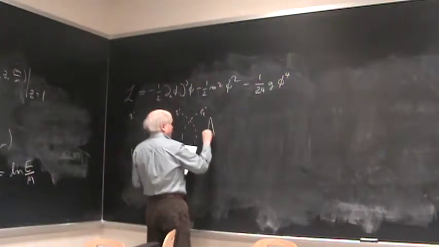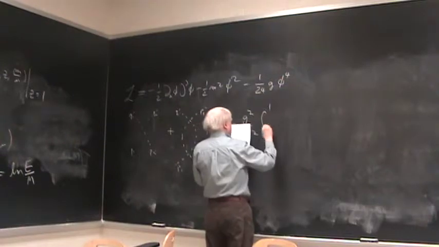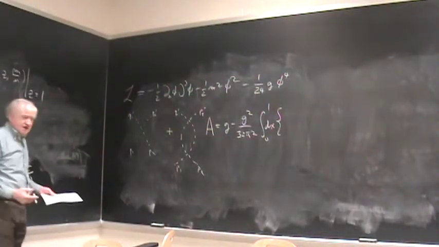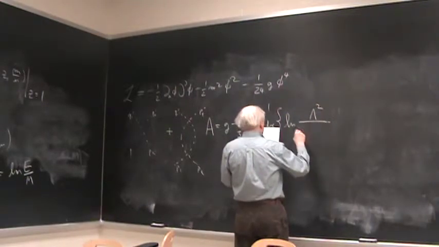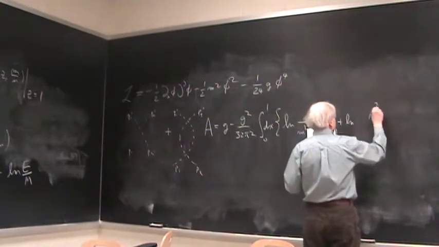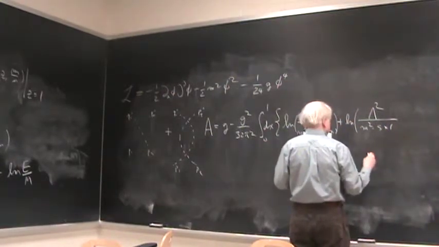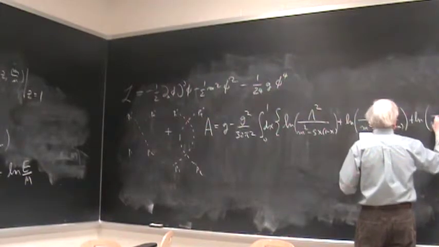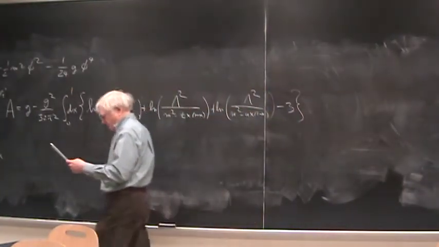And if you actually do the calculation, you get for the scattering amplitude g minus g² over 32π², integral 0 to 1 dx. Here, instead of doing fancy dimensional regularization, which one needs to do in a gauge theory, we can just put in a brutal cutoff Λ. So this is natural log of Λ² over m² minus s x(1−x), plus natural log of Λ² over m² minus t x(1−x), plus natural log of Λ² over m² minus u x(1−x), minus 3. Well, that's what it is. Λ is an ultraviolet cutoff.